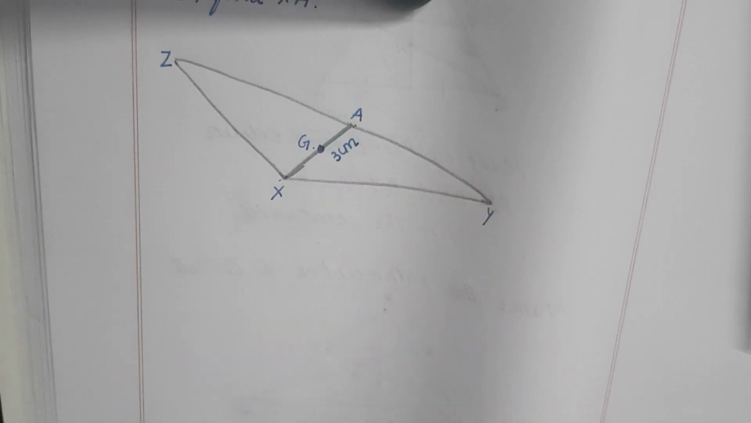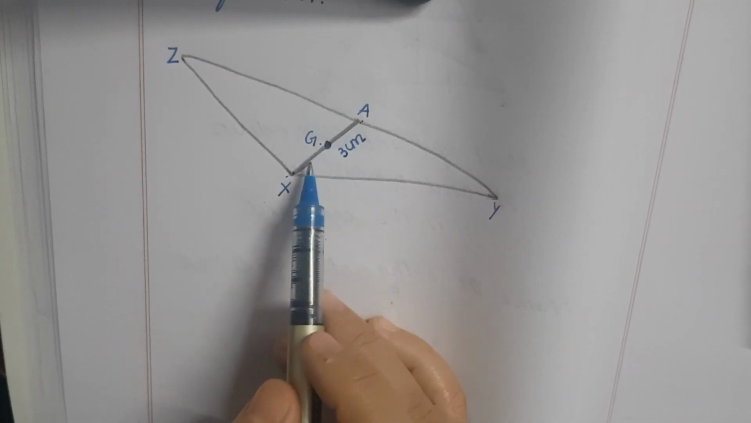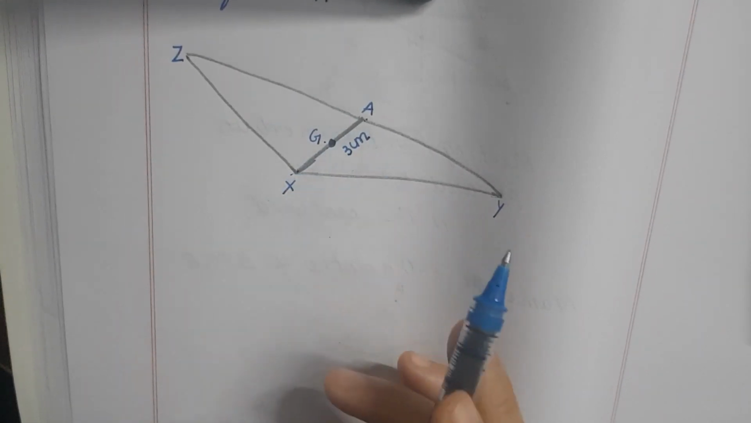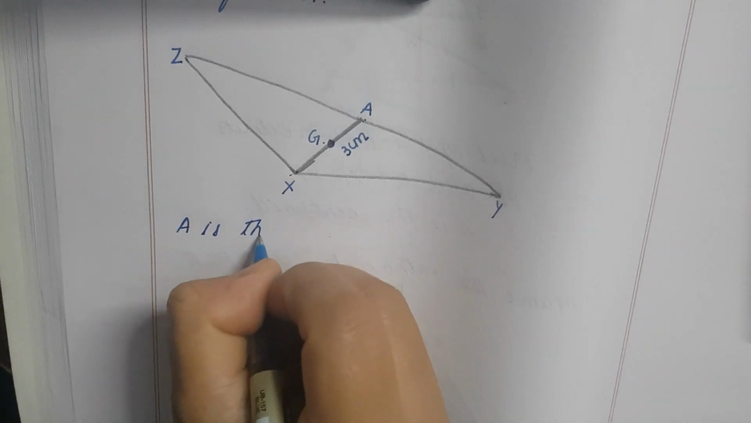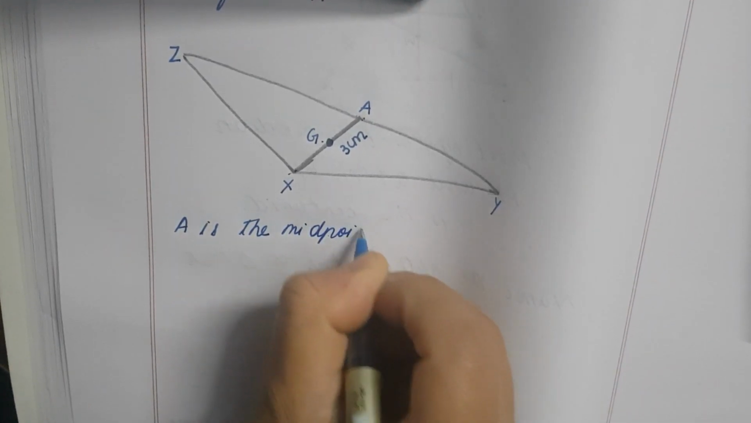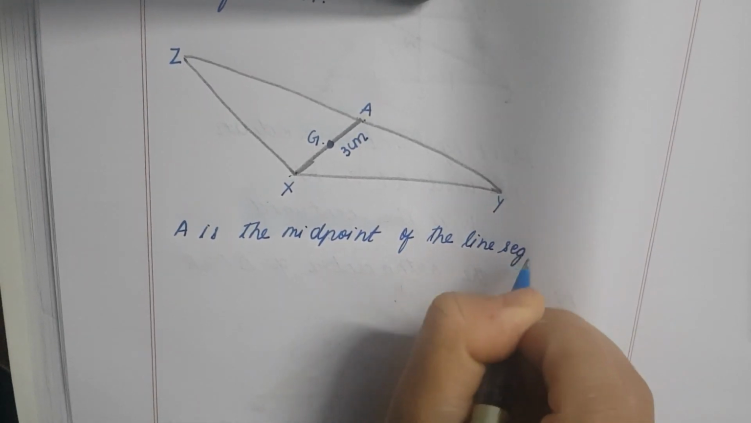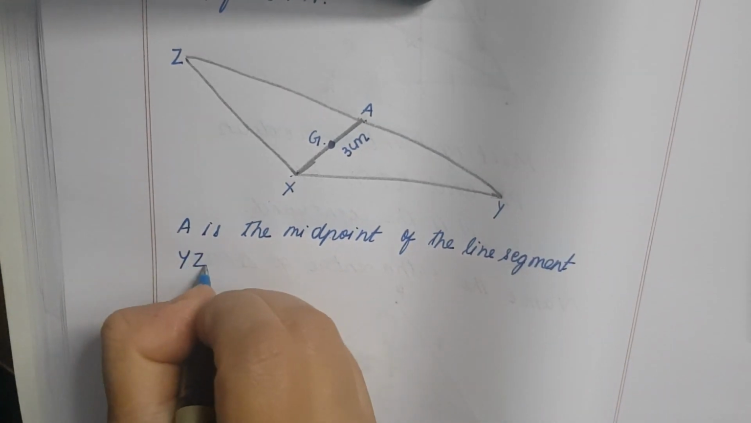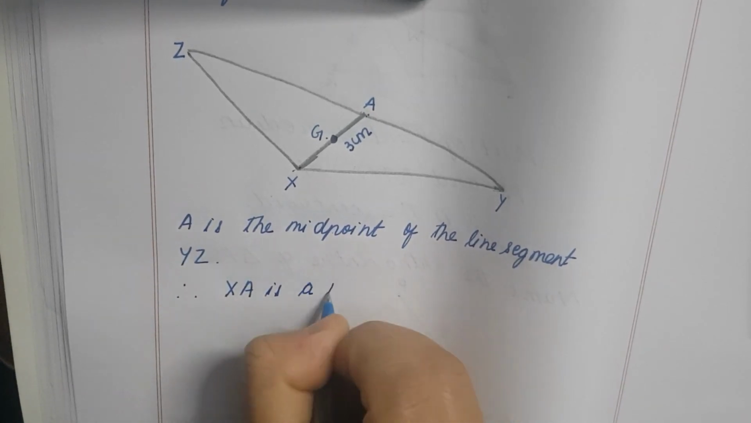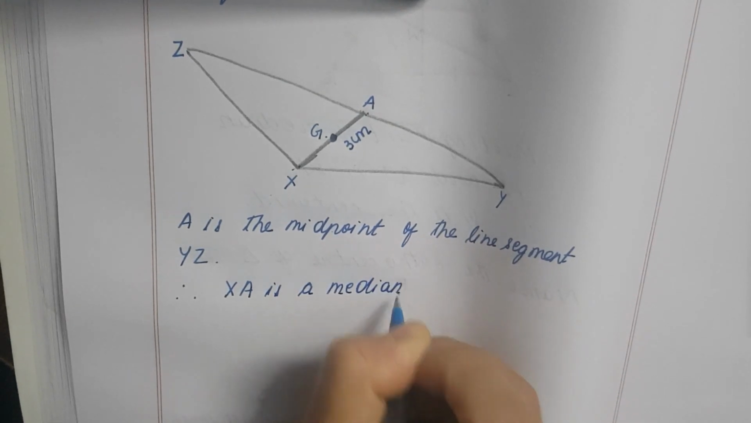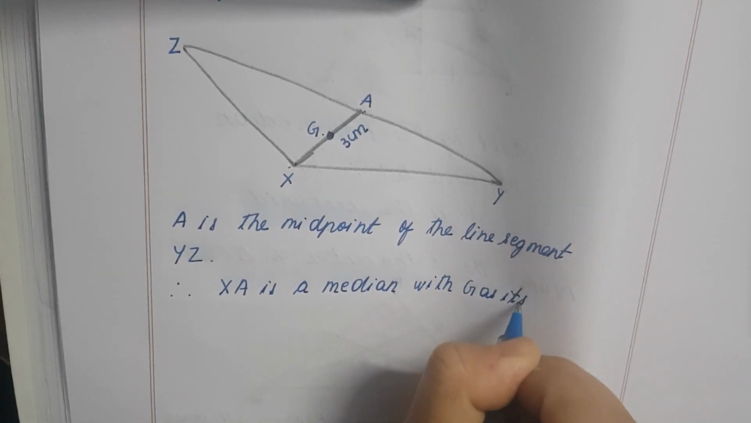Since this is a median, we have already seen in the explanation part that the median divides the line segment in the ratio 2:1. So we are going to work out this sum using the 2:1 ratio. Now let's start. A is the midpoint of the line segment YZ. Therefore, XA is a median with G as its centroid.